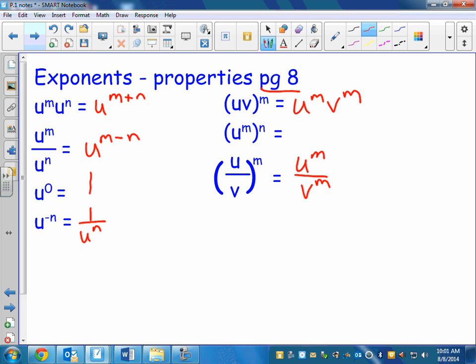And a power to a power, right? One base, two exponents, we multiply those. Right? It's a lot of rules. People get them confused, but we will be simplifying them as we go along.